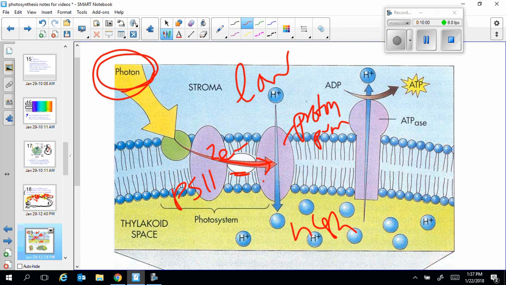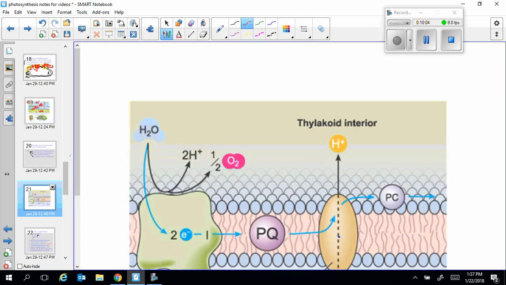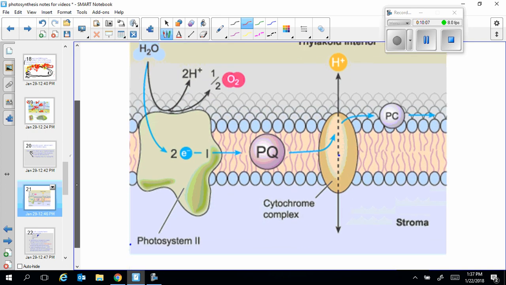And then this one doesn't show it. I need another diagram to show that that transfer keeps happening. All right.